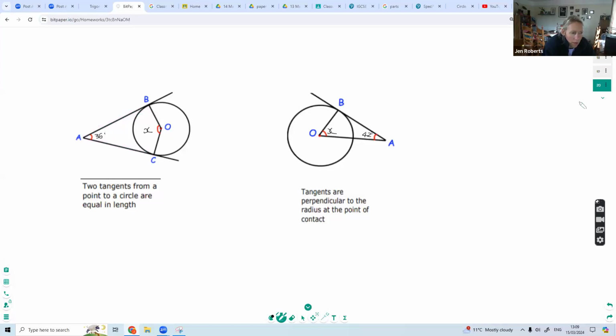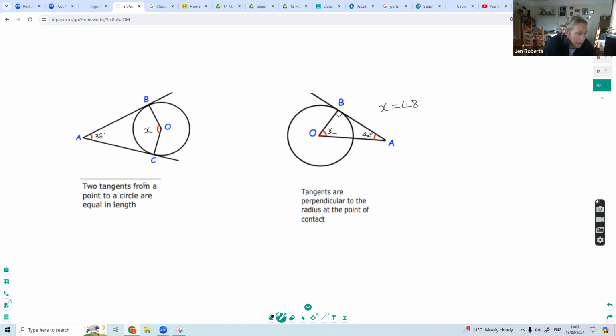You might be asked to find a missing angle. Let's start with this one first. Remember we discussed that this is a right angle here, and you're trying to figure out angle X. Have a little think yourself. Hopefully you're thinking, well, angles in a triangle add up to 180, don't they? So 180, take off 90, take off 42, gives you your missing angle is 48.